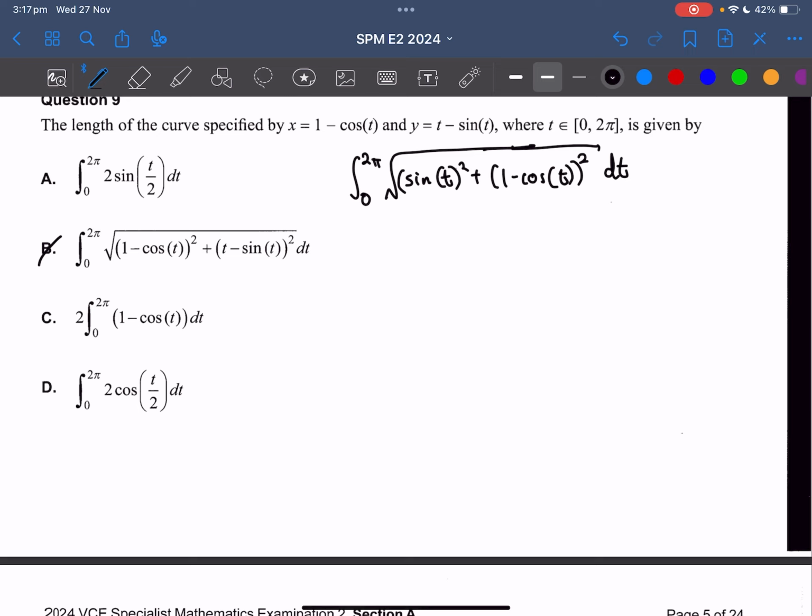Okay, so again, rather than simplifying the entire square root, I feel like just using the trial and error method would be best. What I'm going to do is evaluate this integral over here to get the actual arc length, and then I'm simply going to solve the integrals from options A, B, C, and D, and see which one matches the correct answer.